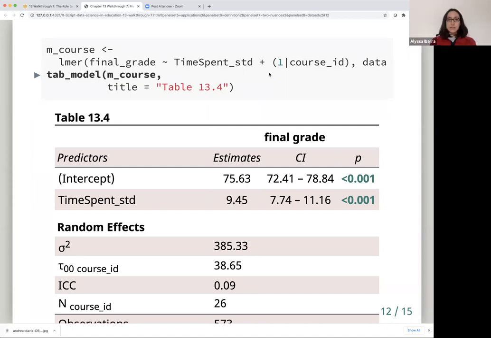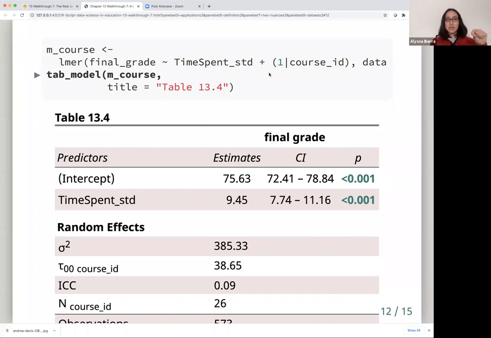I think the random effects, so this one, 1 over course ID, means that you're only varying on intercepts, right? Because random slopes would be like 1 plus something, another variable, over course ID. So by the structure of this, we're only allowing the intercepts for each course to vary. The slope would be the same, but if you add the random slope, you're allowing both to vary, I think.